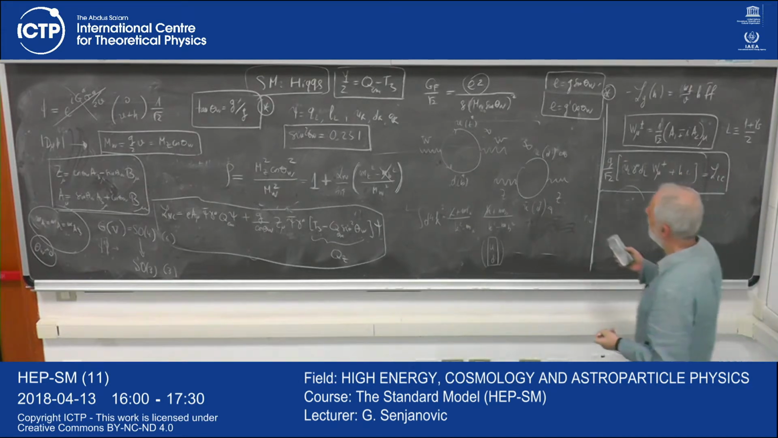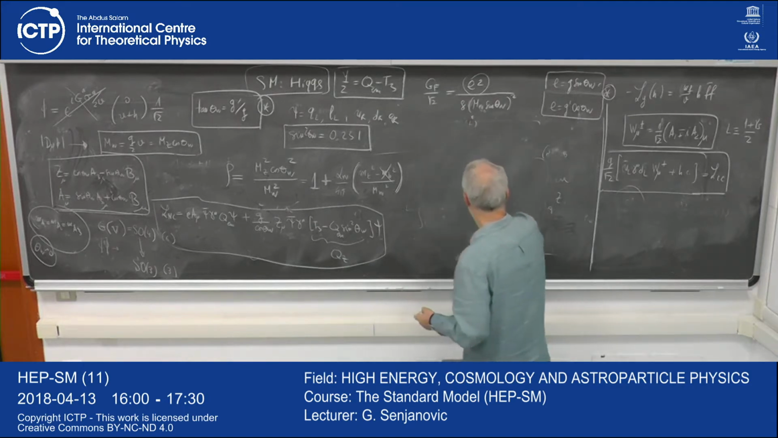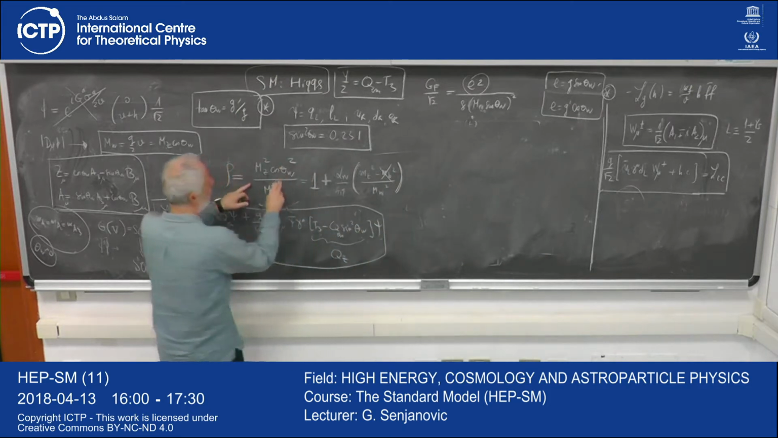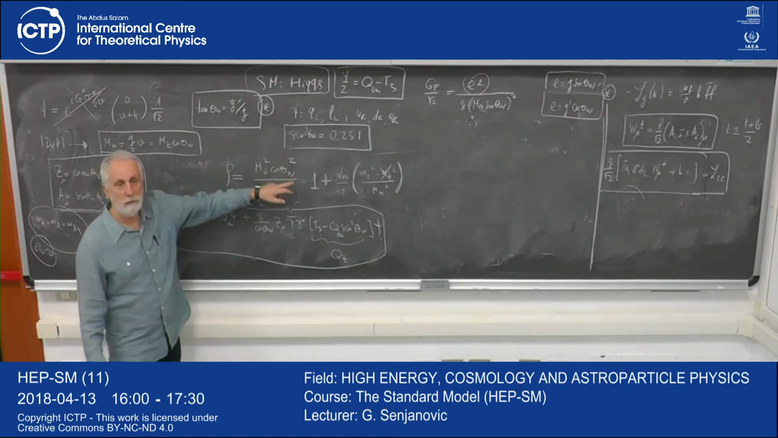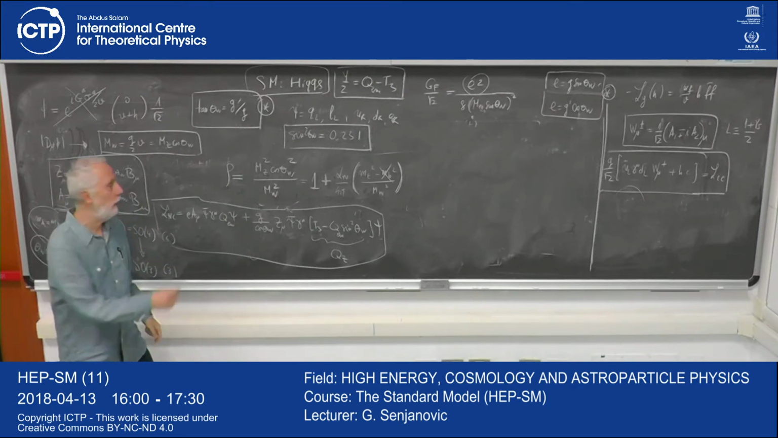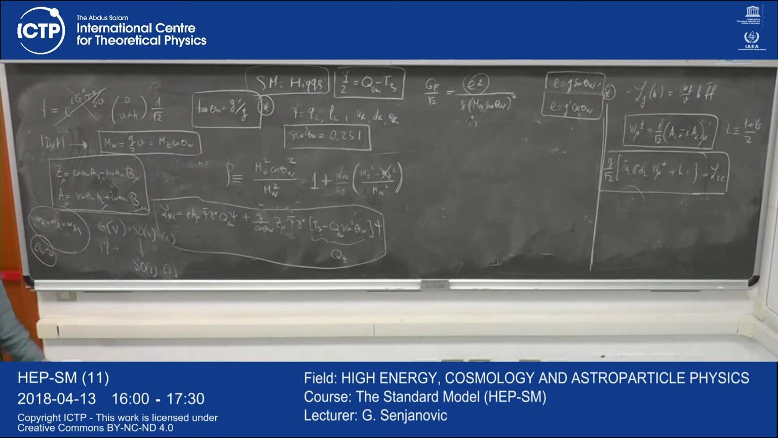Okay, so let's... I have a question. Yes, please. What exactly does this rho mean? Rho is this, the ratio of mz cosine theta w over mw. I just call it rho. It can be just a name.